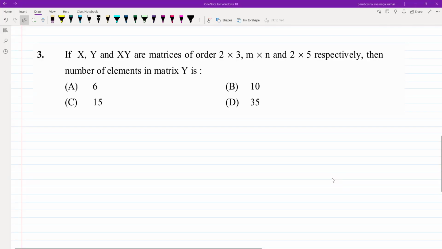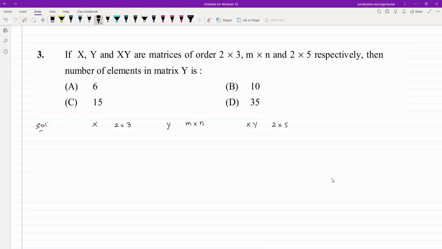Question number 3. If X, Y and XY are matrices, X of order 2 by 3 and Y has order m by n, and X into Y, the product of matrices, is of order 2 by 5. Then the number of elements in the matrix Y.